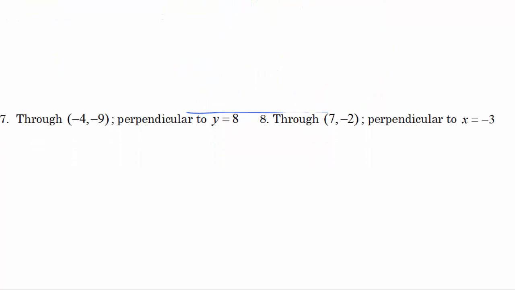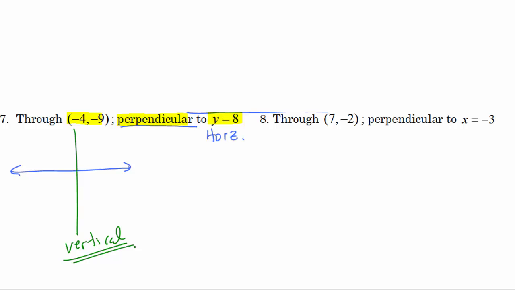And then we're going to end again with the easy but hard ones. All right, so I want it to go through this point perpendicular to y equals 8. So I have to know that this is a horizontal line. Well, what is perpendicular to a horizontal line? A vertical line. So I want a vertical line. And the equation of a vertical line is always x equals, has to go through this point, so x equals -4.